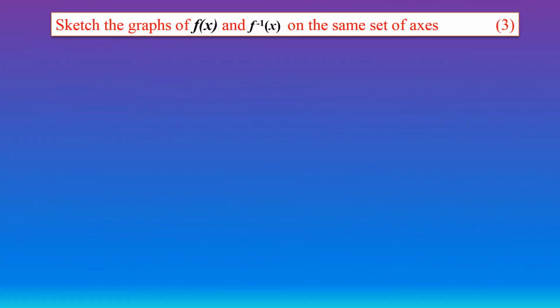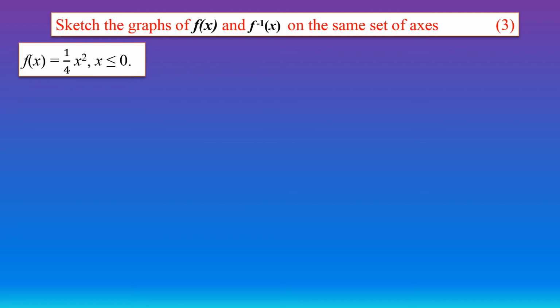Here comes another question of graph. Sketch the graphs of f(x) and f inverse x on the same set of axes. 3 marks. What is f(x)? f(x) equal to 1 over 4x squared, where x is less than or equal to 0. We are allowed to use only the negative values for x. We use the table and we calculate on the calculator. x is -4, -2, 0, any 3 points. We get the y values.